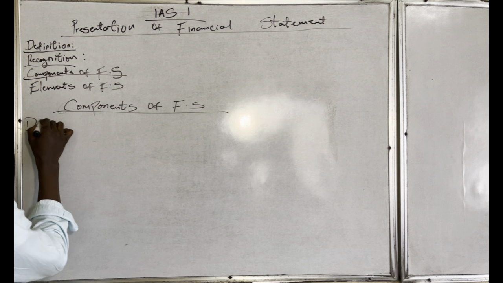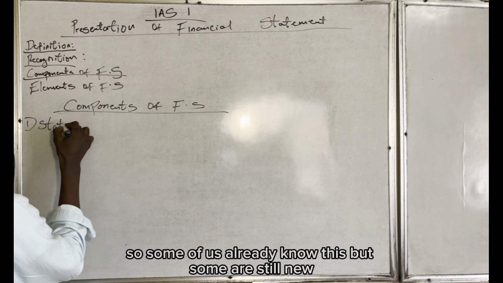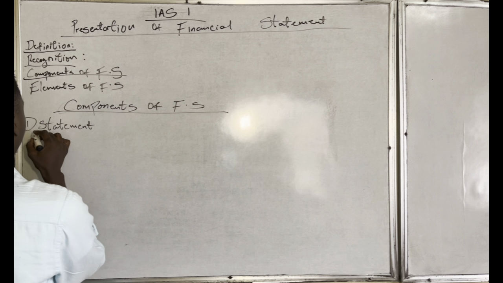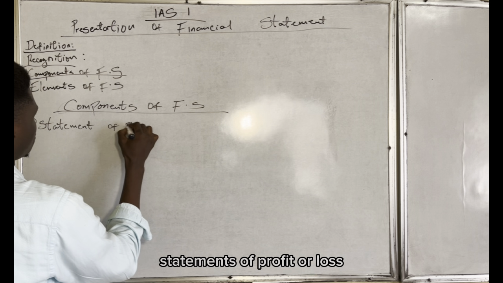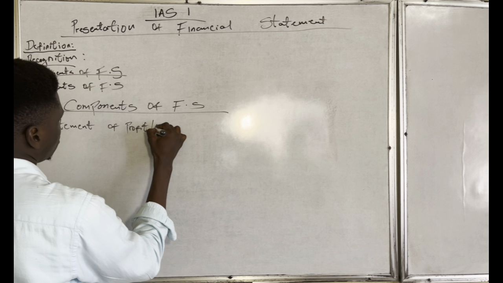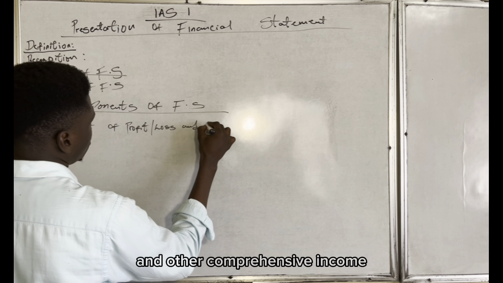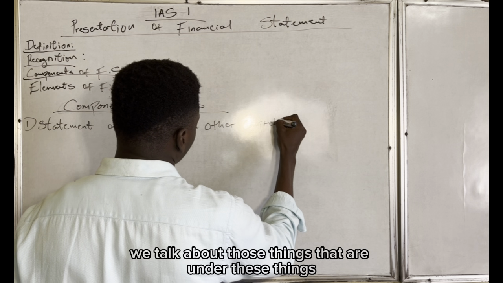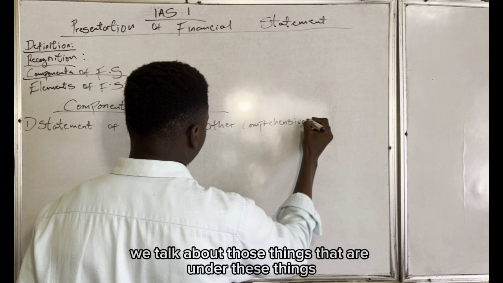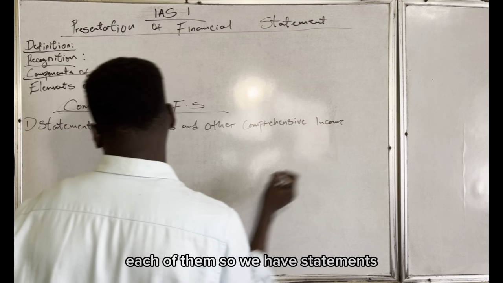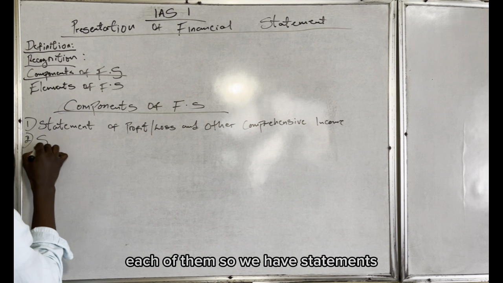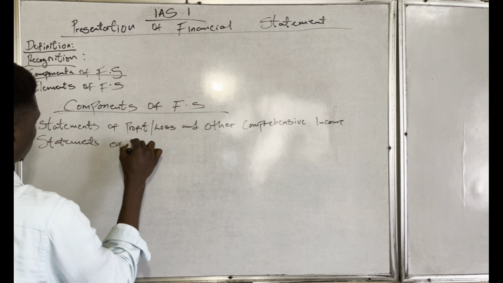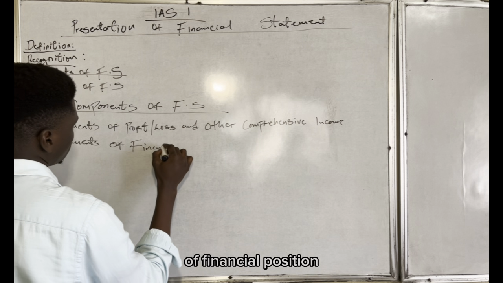So some of us already know this, but some are still new, which is why I said this is a general class. Statements of profit or loss and other comprehensive income. We talk about those things that are under these things, each of them. So our statements of financial position.